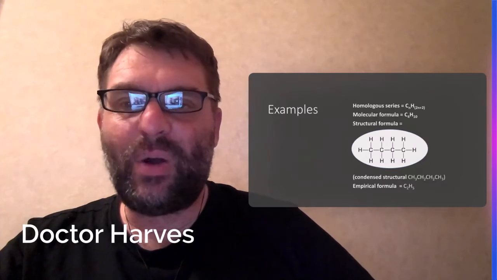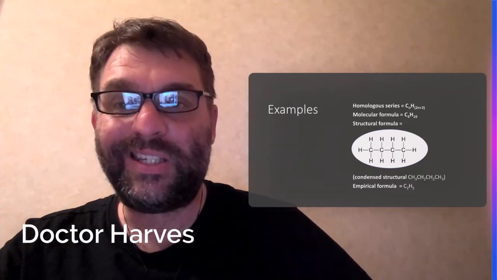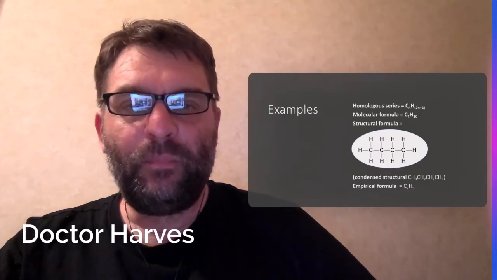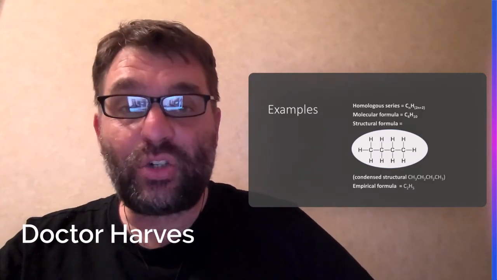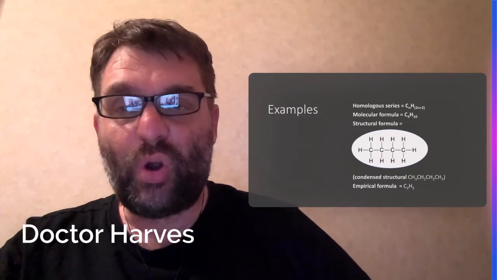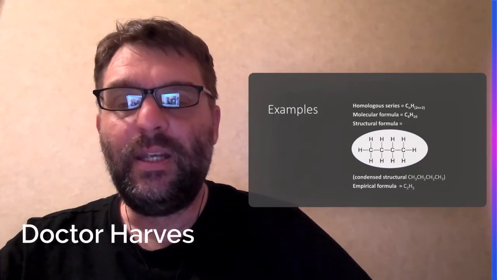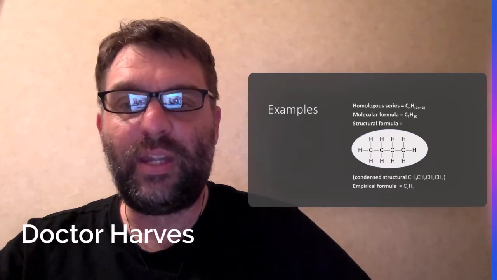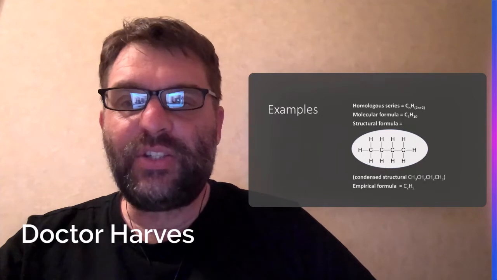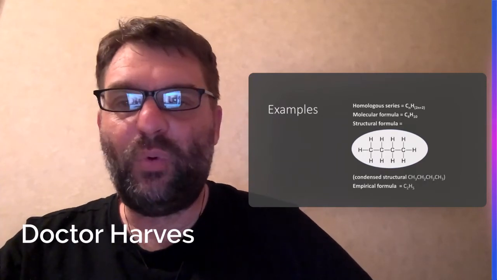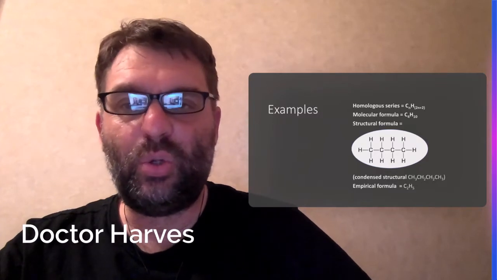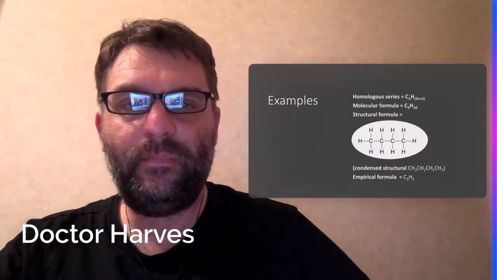Structural formula is how it's arranged with all the bonds shown between the carbons and hydrogens. And you can also do a condensed structural formula, which is seen there also, where you just write the letters involved with the atoms and don't put in the actual bonds. And the empirical formula is C2H5, because C4H10 divided by 2 gives you C2H5.